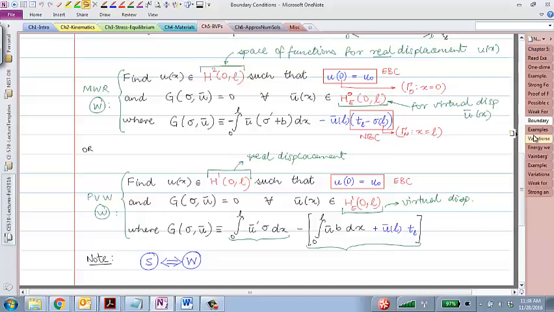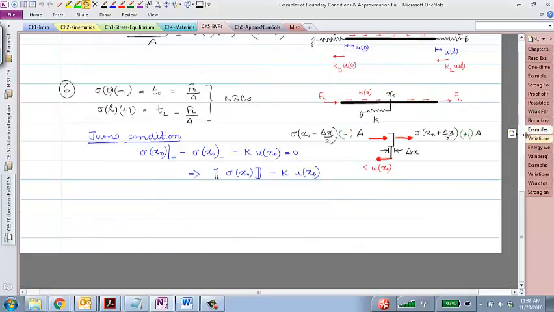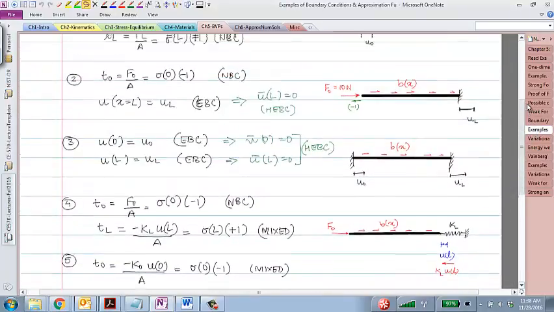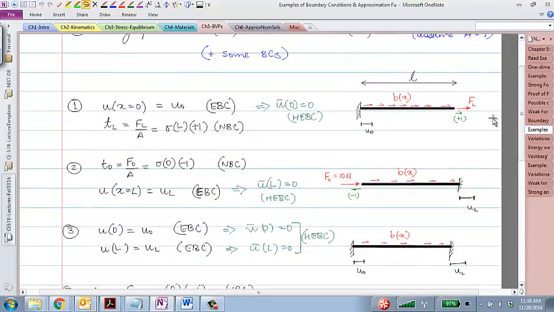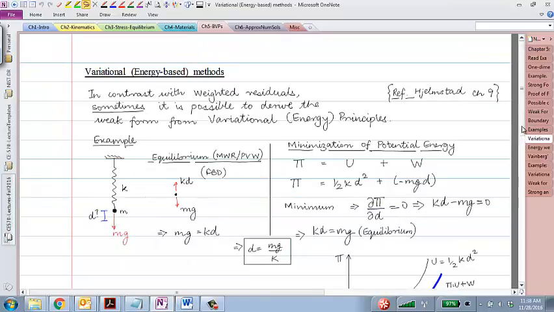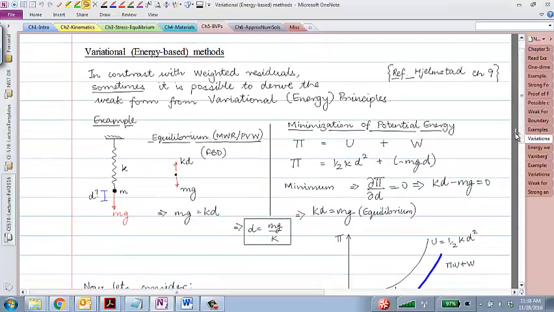And I think we went through a bunch of examples of what these different types of boundary conditions mean and how you will impose them. And last time we had just about started this method on the variational methods, that is energy-based methods.